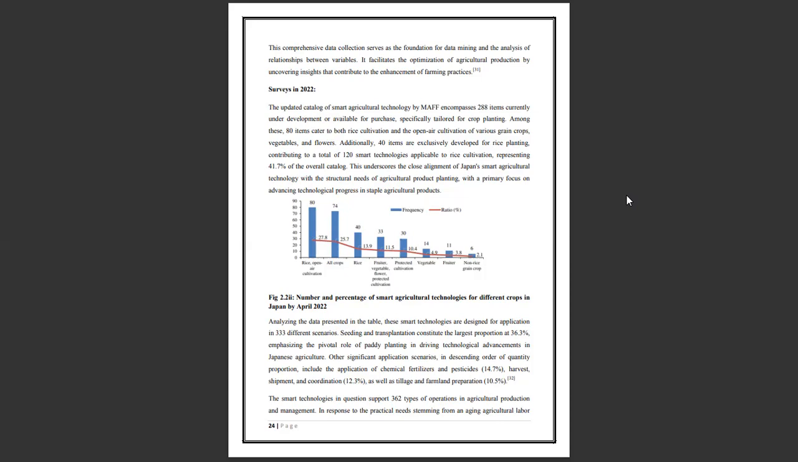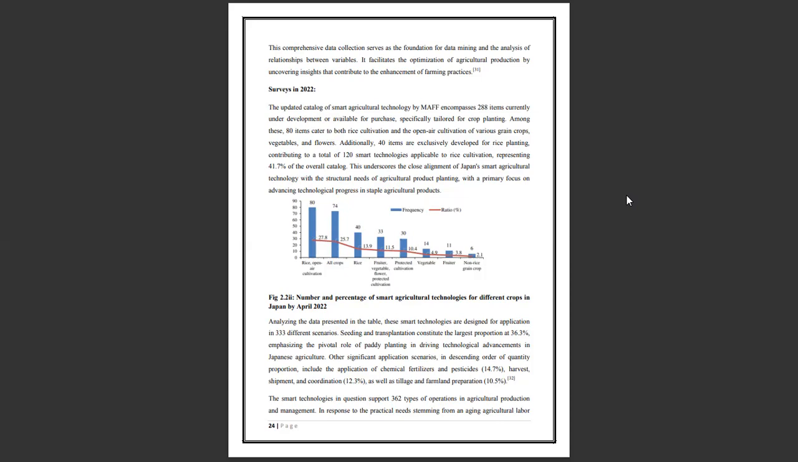Additionally, 40 items are exclusively developed for rice planting, contributing a total of 120 smart technologies applicable to rice cultivation, representing 41.7% of the overall catalog. This underscores the close alignment of Japan's smart agriculture technology with the structural needs of agricultural product planting, with a primary focus on advancing technological progress in staple agricultural products.